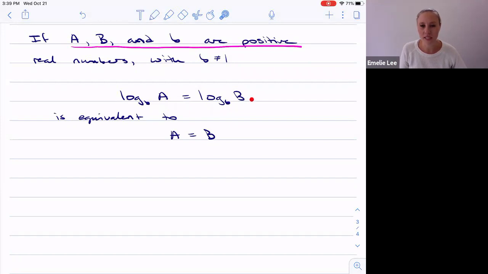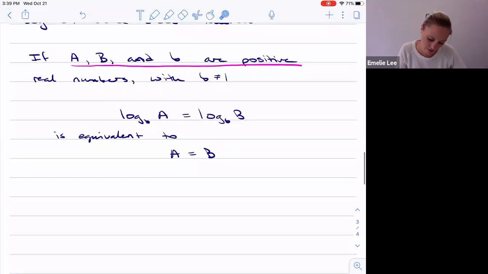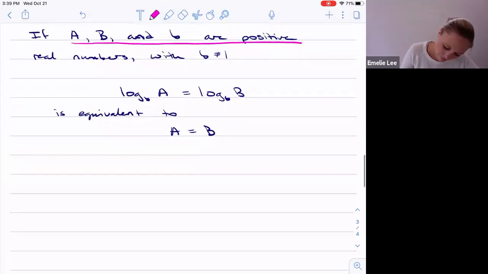Not that crazy, right? If you've got the log base b on both sides, and they're equal to each other, and that's the only thing you've got on either side, well then A must be the same as B. We use this property as well, so it's good to know, but it's pretty basic. Here's the important part of this.